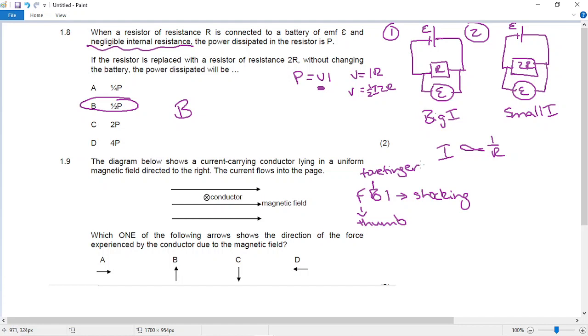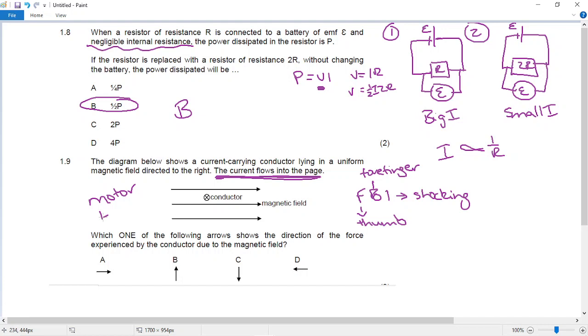The trick here is, are we going to use our left hand or our right hand? It says, which one of the following arrows shows the direction of the force experienced by the conductor due to the magnetic field? But it's telling you in the question that we already have current. Current is flowing into the page. So if we have current and a field, we must have a motor. It's not specifically stated, but the current is flowing and we are determining the force. So if we are determining the force, we use a motor, because a motor makes mechanical energy from electrical energy.